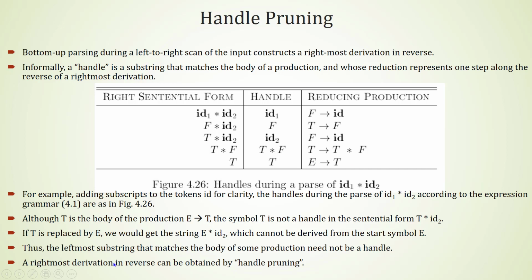A rightmost derivation in reverse can be obtained by handle pruning. So this process of obtaining the rightmost derivation in reverse is called handle pruning. If you know the word meaning of pruning, it will be more clear. Pruning means trimming or reducing. So here from id1 into id we reached E. That means we reduced it to the starting symbol.